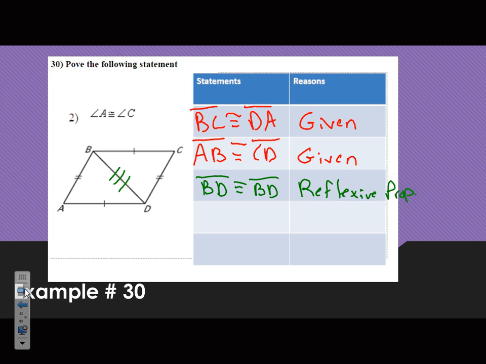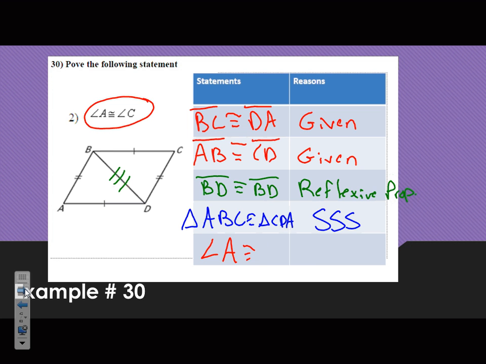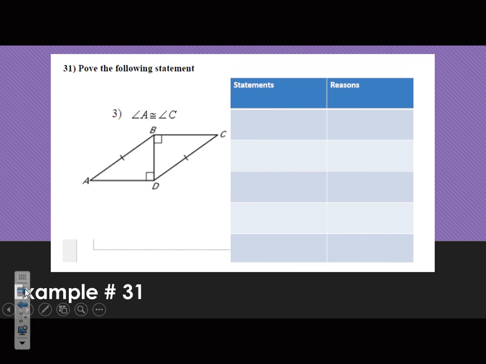So now we have enough information to prove our triangles are congruent. So we're going to say triangle ABC is congruent to triangle CDA. Our reason is going to be side, side, side. Now that we know our triangles are congruent, we can come back and we can prove this. Angle A is congruent to angle C because of CPCTC. Corresponding parts of congruent triangles are, in fact, congruent. All right, moving on. Number 31.